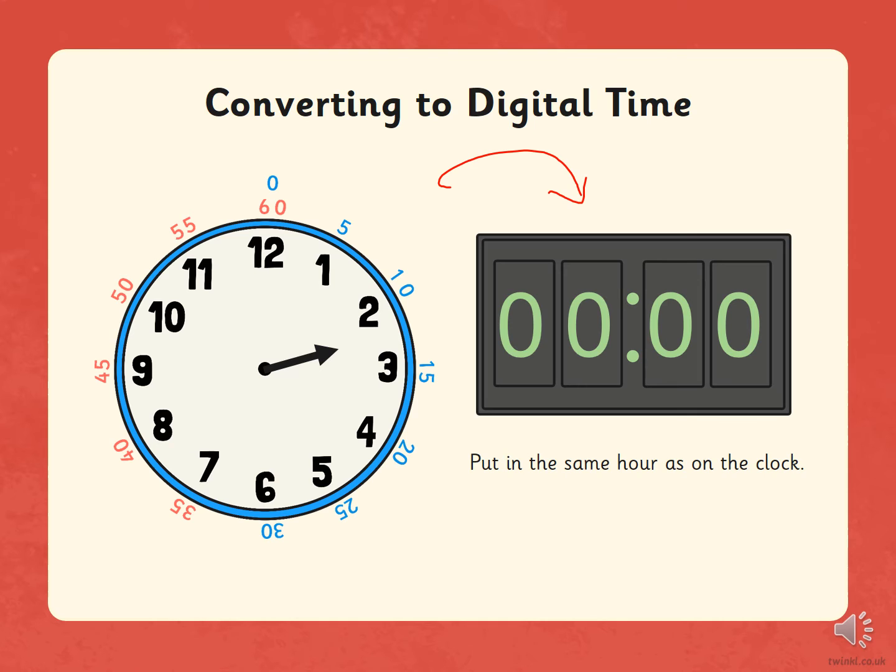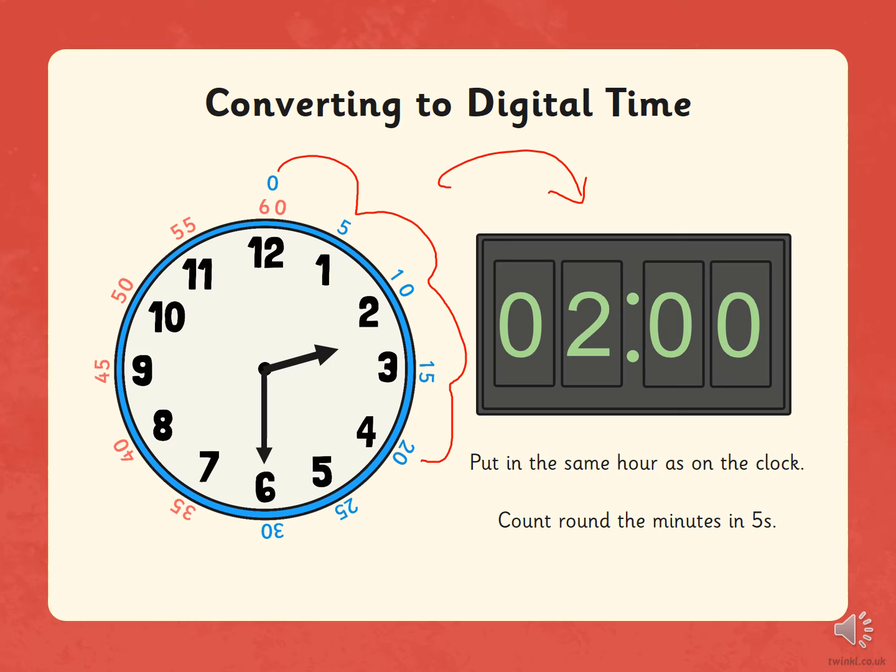So if we have a look at our hour hand again, it's in between the 2 and the 3. It's gone past the 2, hasn't got to the 3 yet, so we haven't got to 3 o'clock yet. So the time in our hour section will be 2. Then we're going to think about our minutes. There's our longer hand. If we count round in our chunks of 5 starting at 0, we have 5, 10, 15, 20, 25, 30 minutes have gone past since it was 2 o'clock. So in our minutes section here, we're going to show 30 minutes. The time is 2:30.